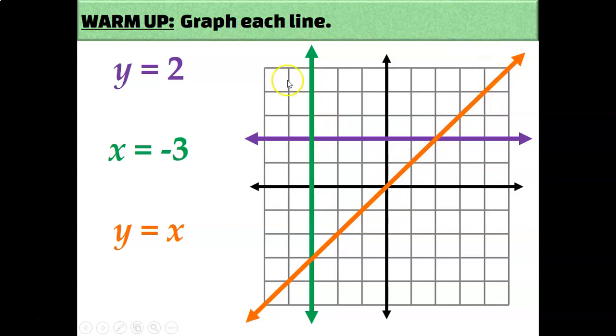It's important that you know how to graph each of these types of lines for what we're doing today with reflections, because sometimes we're going to reflect over horizontal lines, which are y equals a number types of equations. And sometimes we'll reflect over vertical lines, which is x equals a number, and sometimes we'll reflect over the line y equals x, which is this diagonal line right here.